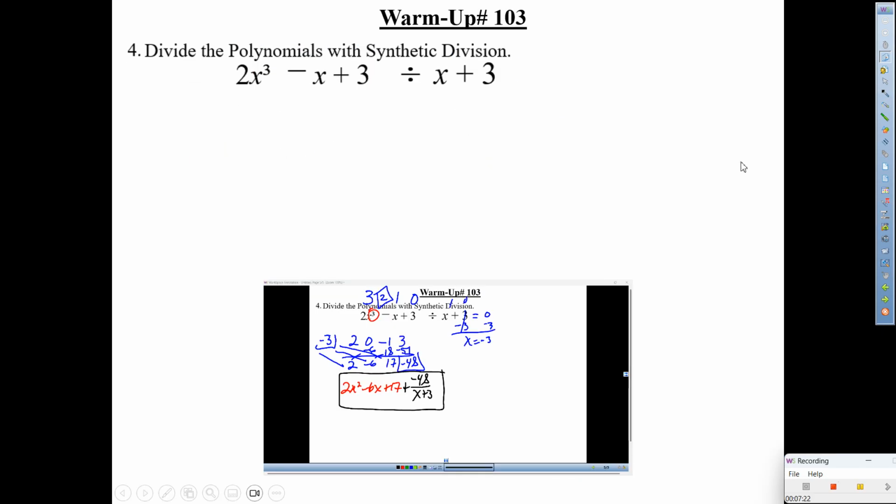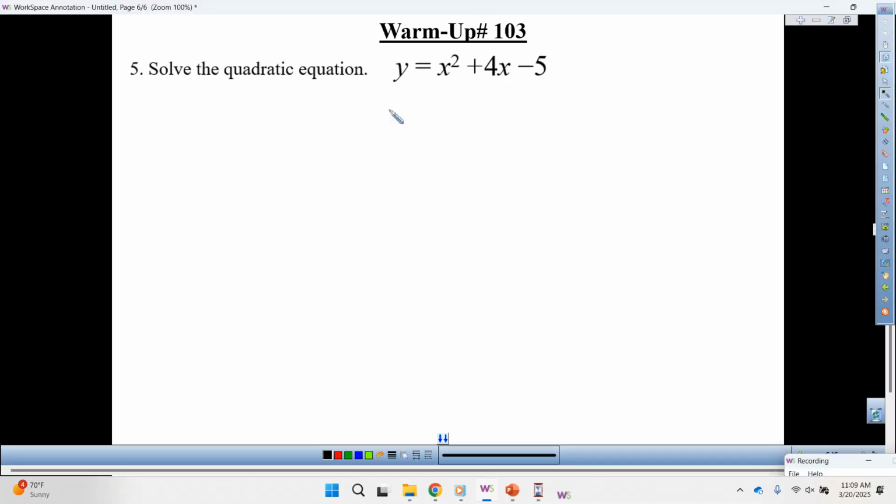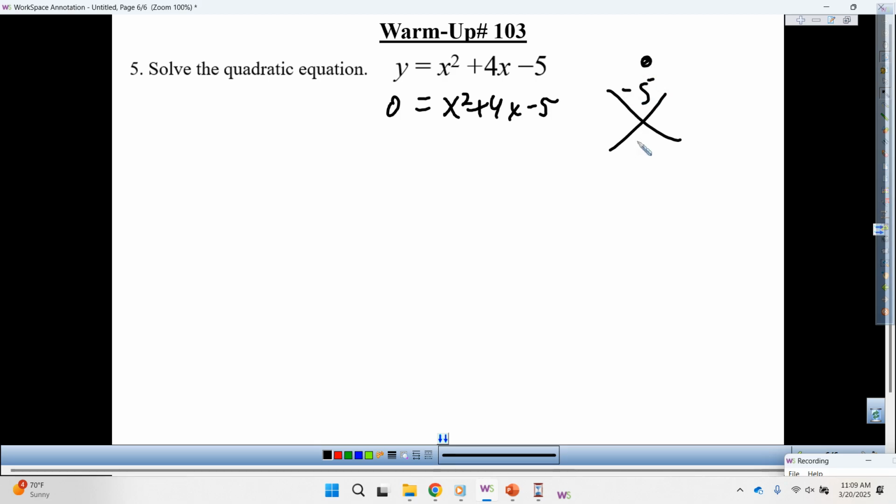Let's go. And number 5, solve the equation. Set it equal to 0, x squared plus 4x minus 5. Factor, negative 5 and positive 4. What two factors of negative 5 add up to positive 4? That's 5 and negative 1. So my factors are x plus 5, x minus 1, all that equal to 0. Set each one equal to 0.